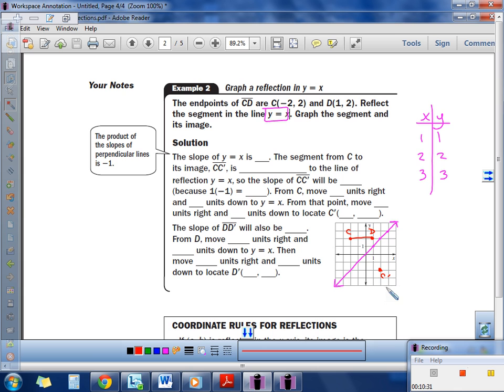Now be careful though. How many diagonals is D from the line? Yeah, it's only half a diagonal this time. So if I go half to the line, I need to go half away from the line. And there's my D prime. Now I can connect them. And if you want, you can rotate your paper and kind of eyeball it. Make sure it's a nice, even reflection.